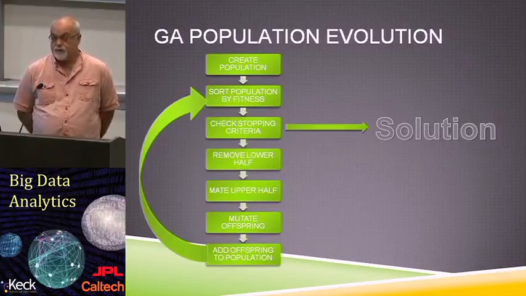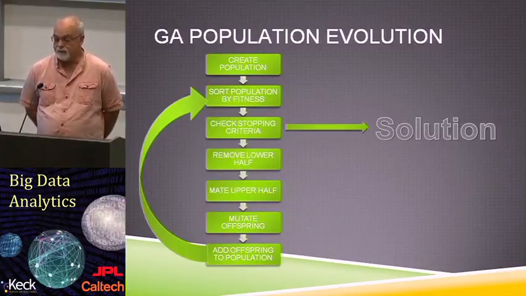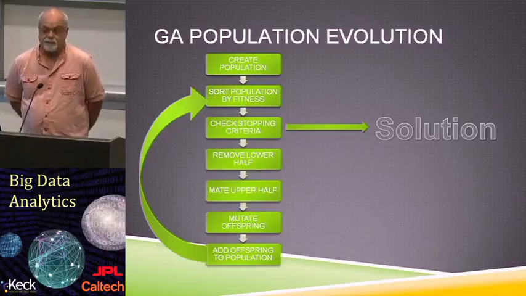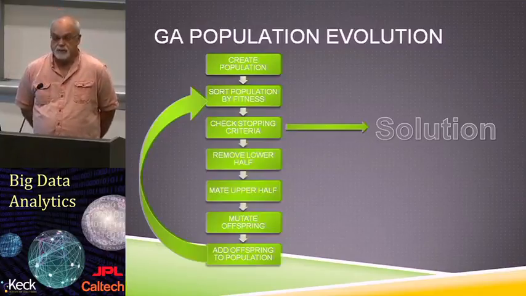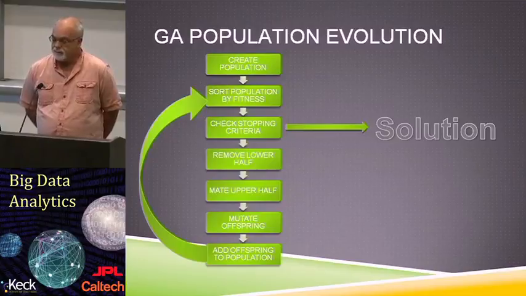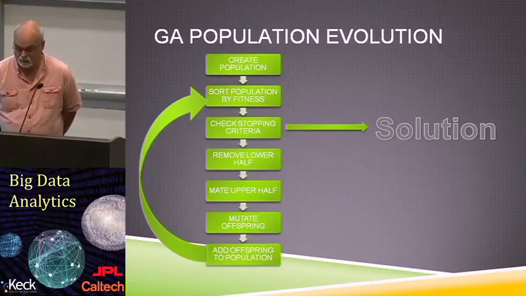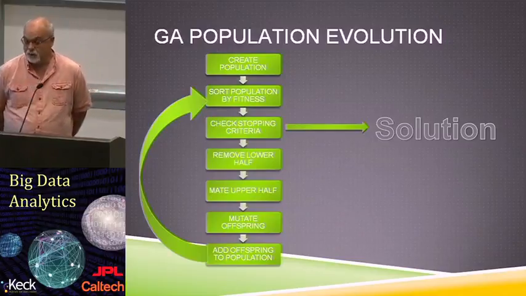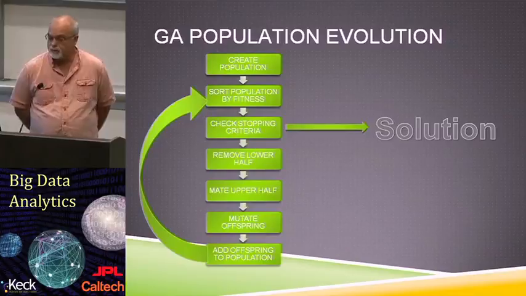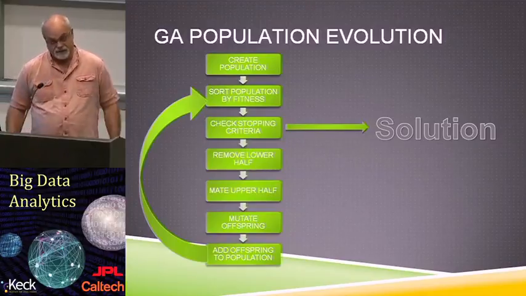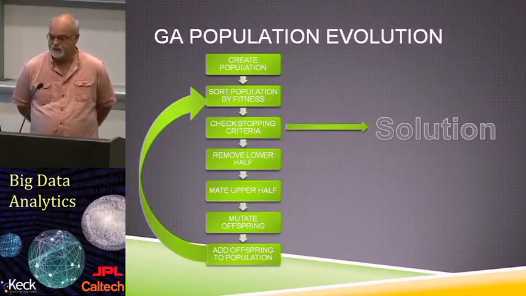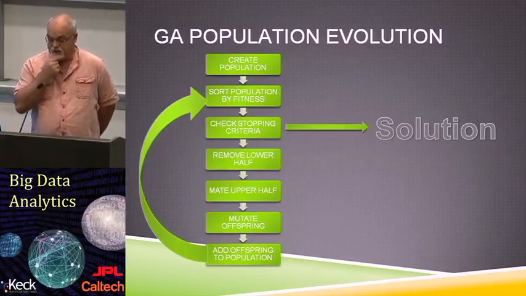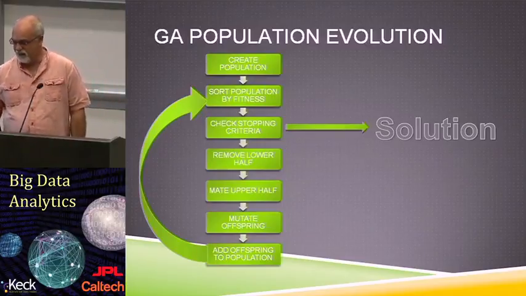Otherwise, what we do is remove the lower half of the population, in other words, the half of the population which fits most poorly to our goal, and then we mate the upper half, and we'll look at that in detail. And those upper half matings produce offspring. The offspring chromosomes are then mutated, not always, but sometimes. And then we add the offspring to the population, so we have the same number in the population as we started with, and we start the process again. We sort, and then we check if our stopping condition is met.